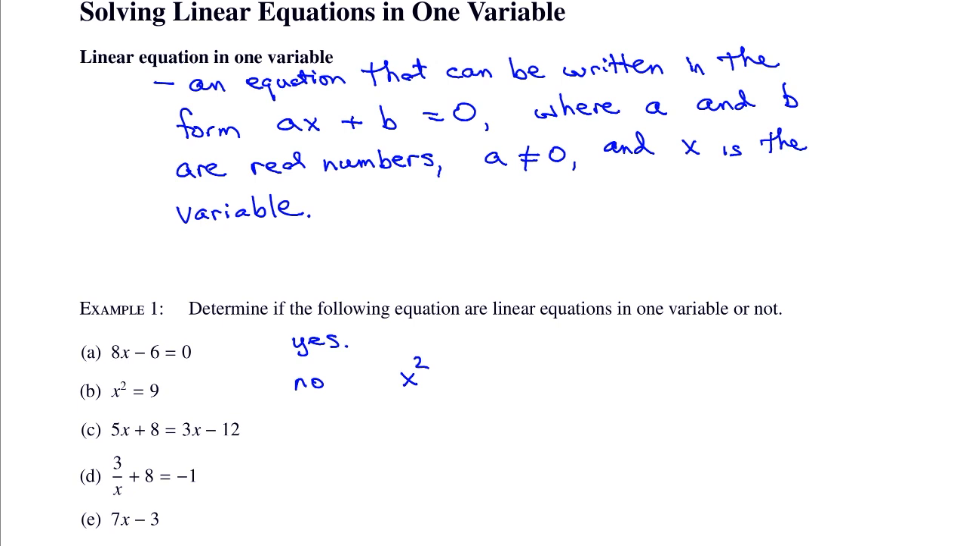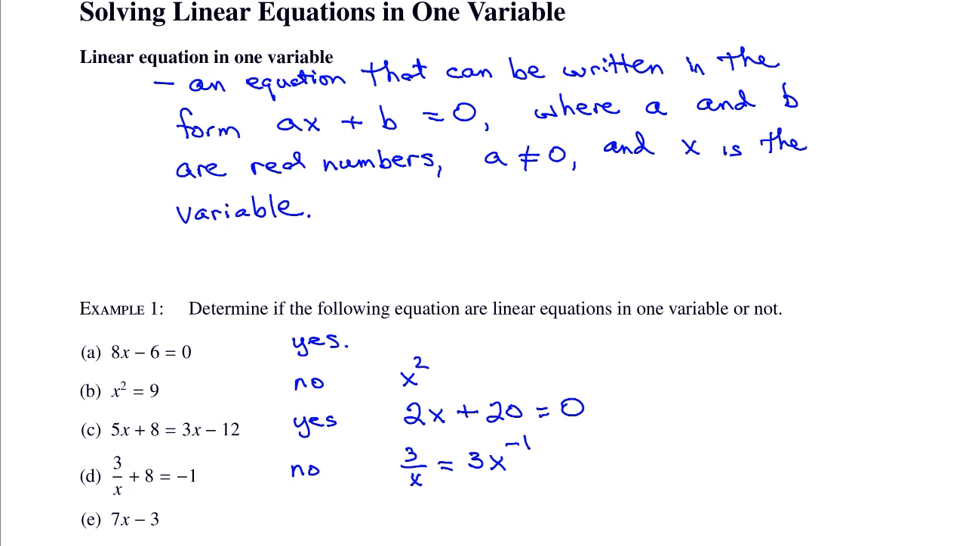C, 5x plus 8 equals 3x minus 12. This one is a linear equation in one variable. We can move some stuff around and get 2x plus 20 equals 0. So it satisfies the form ax plus b equals 0. Part D, 3 over x plus 8 equals negative 1. This is not a linear equation. 3 over x, if you use the rules of exponents, is actually equal to 3 times x to the negative 1.